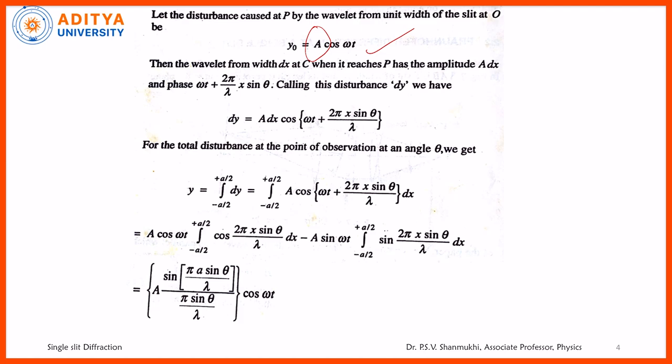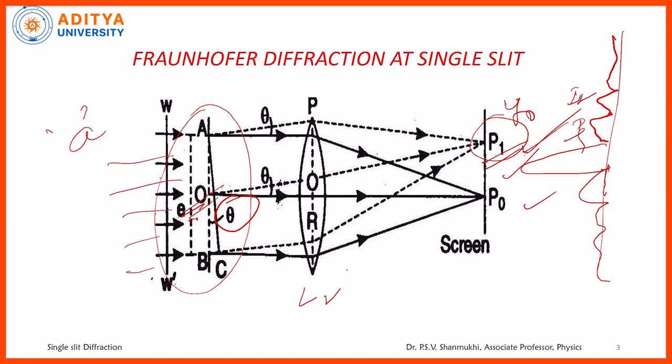It is in simple harmonic motion, A is the amplitude. Say it is Y0. Now, due to the small wavefront dx, how much disturbance is created at the point P? That is given by dy, say. Due to the point wavefront at O, the disturbance is given by Y0. Due to the small element, the disturbance is given by dy. Due to the entire wavefront, how much disturbance is there? We write y equals integral dy. So, this is our way of deriving.